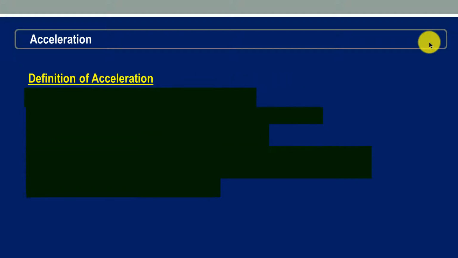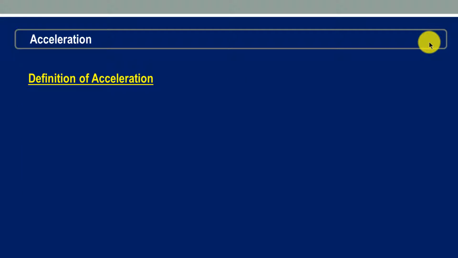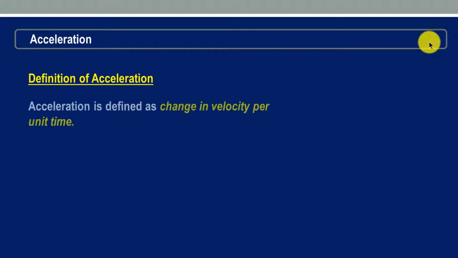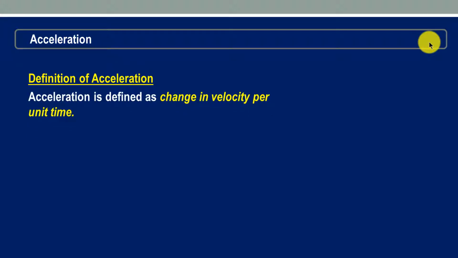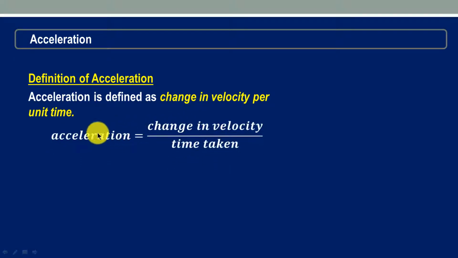So let's go straight to the definition of acceleration. Acceleration is defined as change in velocity per unit time. So the equation which is associated with this definition is this one here. Acceleration is equal to change in velocity divided by the time taken for that velocity to change.